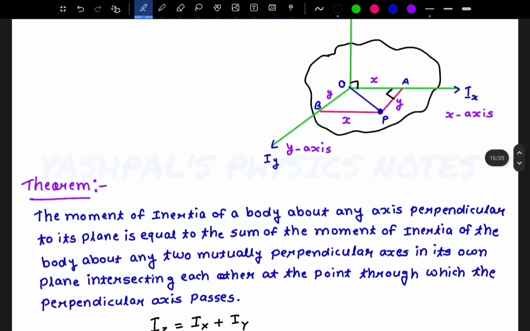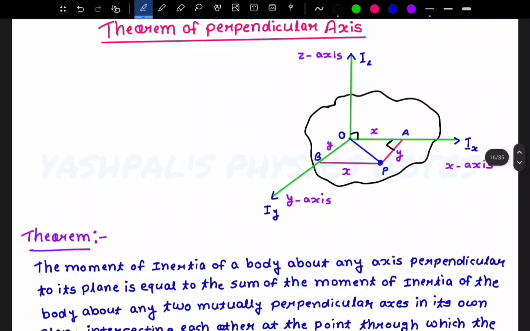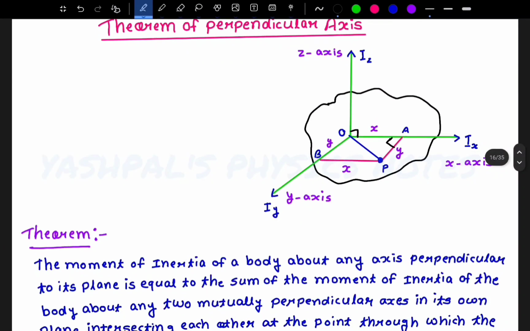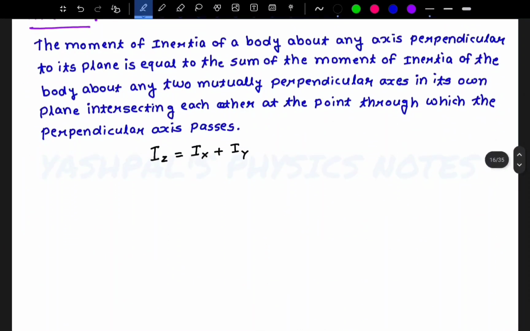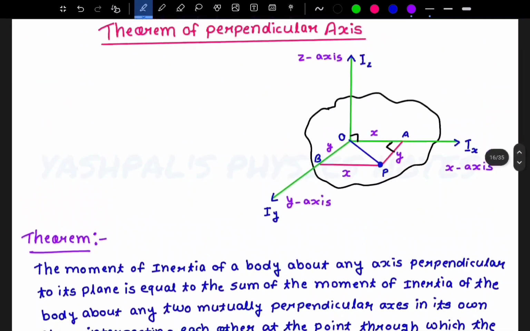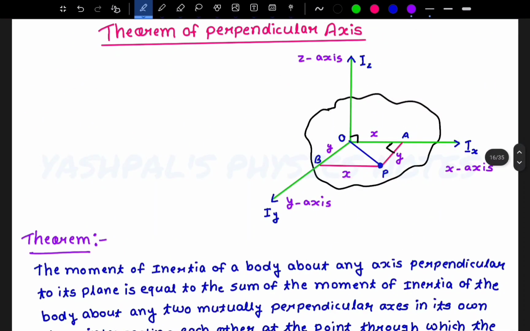So before proceeding, there are three conditions which we need to satisfy for proceeding to prove the theorem. So I am writing here the three conditions which are necessary. Condition number one is that x, y and z should be mutually perpendicular axes, which means the angle between x-axis, y-axis and z-axis should be equal to 90 degrees, which means they should be mutually perpendicular.